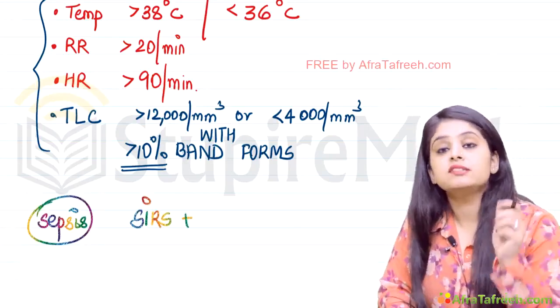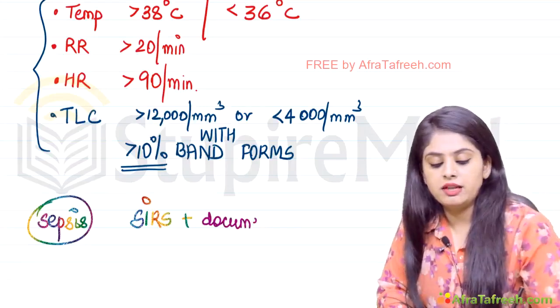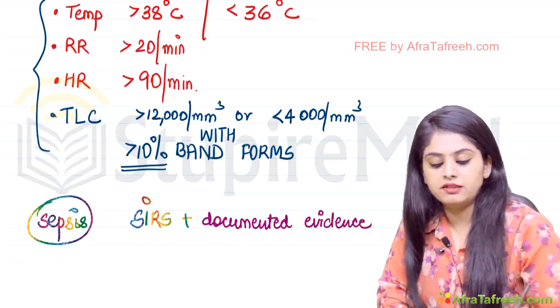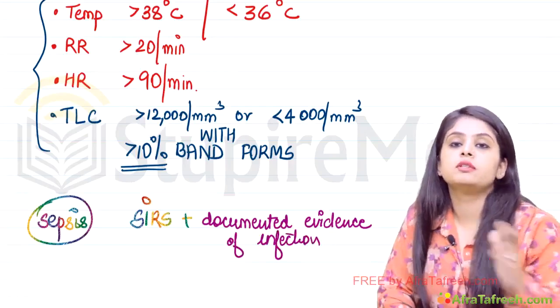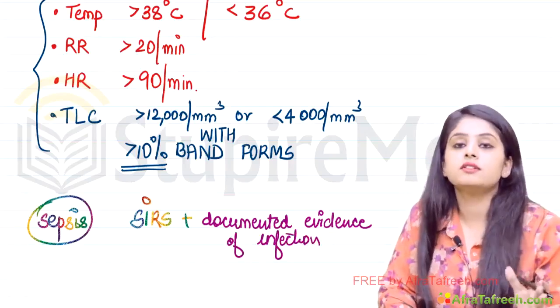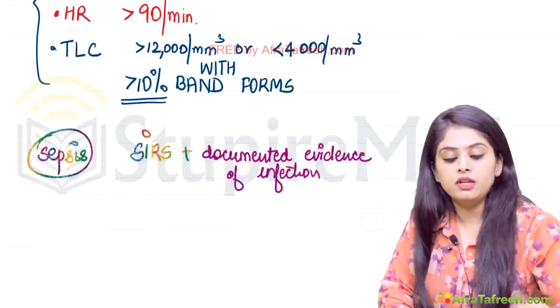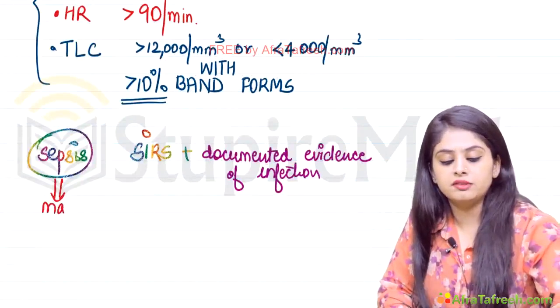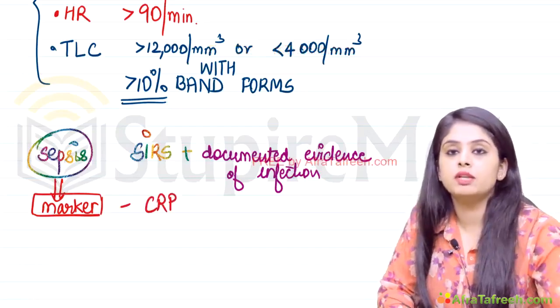Along with, there should be some documented evidence of infection. If there is a documented evidence or a foci of infection, then you can label it as sepsis. So if there is no documented evidence of infection, you will label the patient as SIRS. If there is an evidence, you will label the patient as sepsis. The question that comes, what is the marker of sepsis? What is the marker of sepsis? Earlier it was said to be CRP, C-reactive protein.